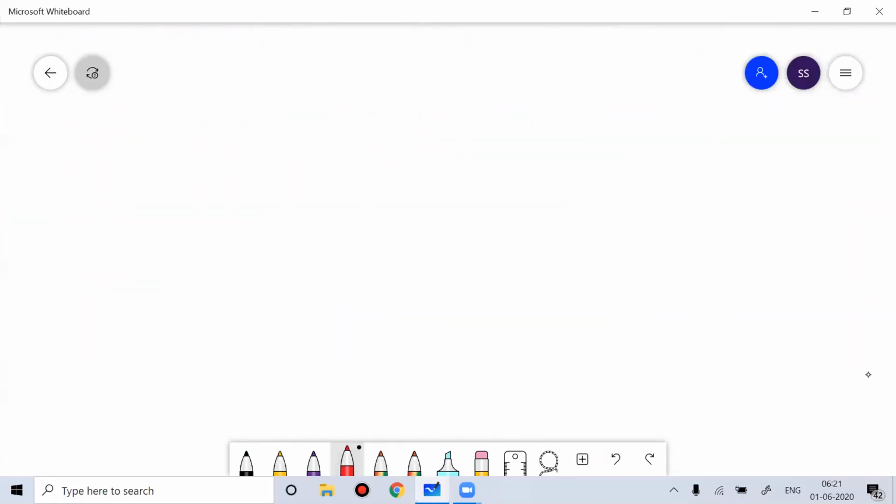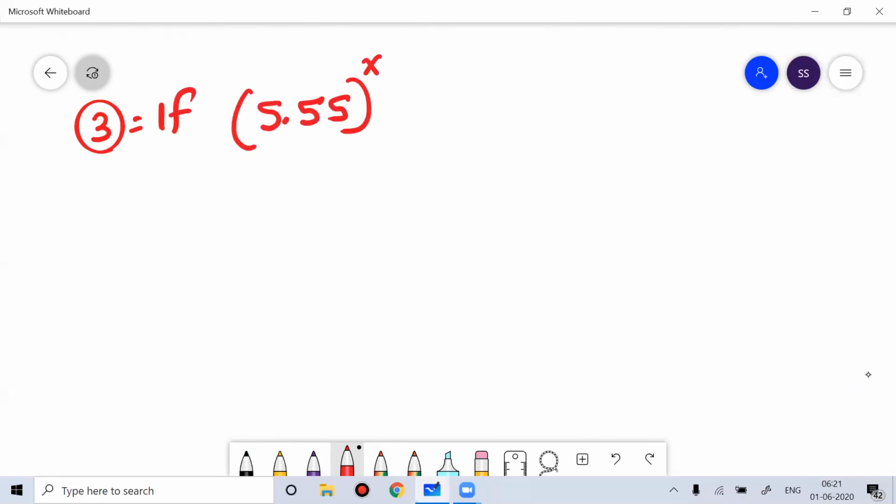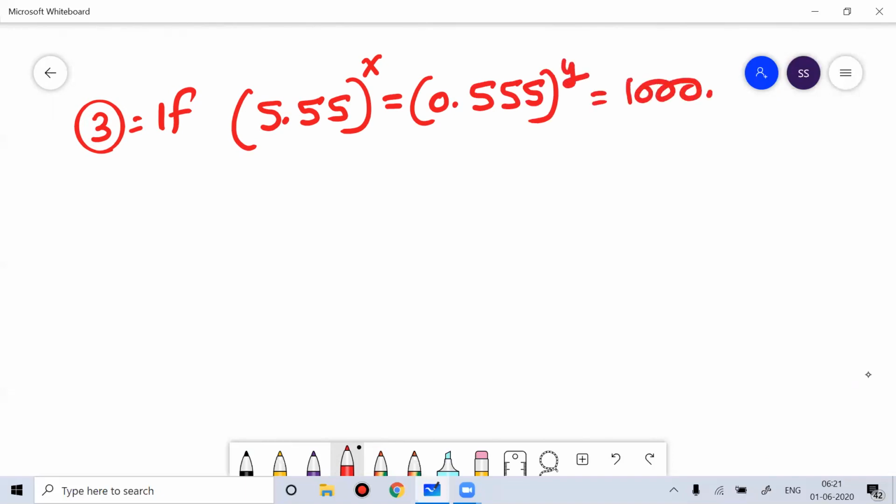So now write down the next question. Question number 3. If 5.55 to the power x is equal to 0.555 to the power y is equal to 1000, then find 1 by x minus 1 by y.